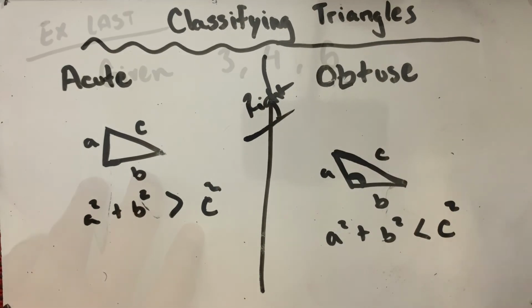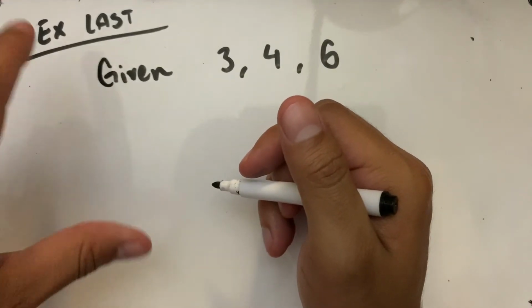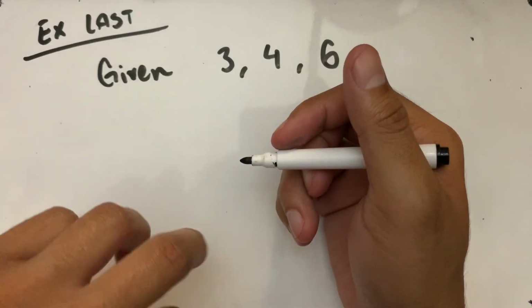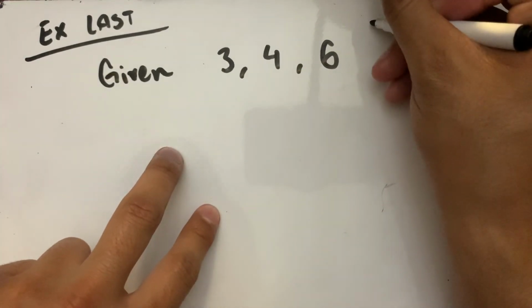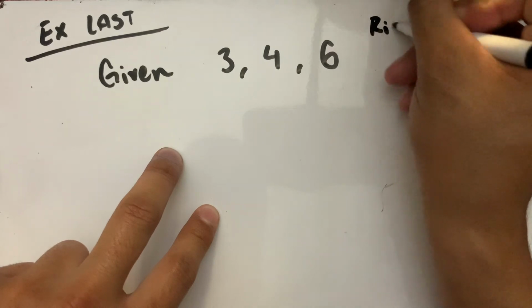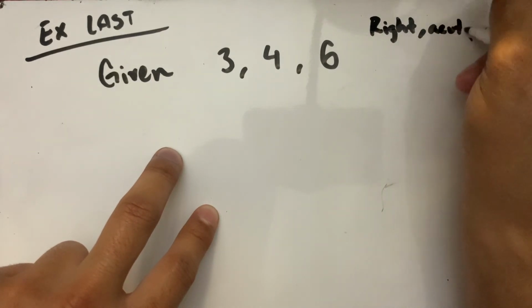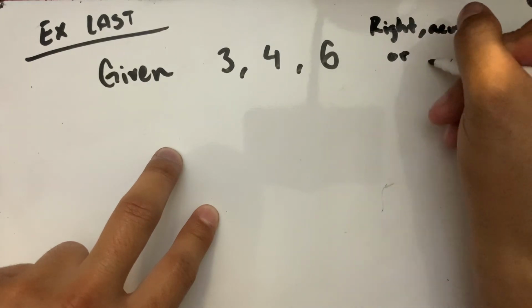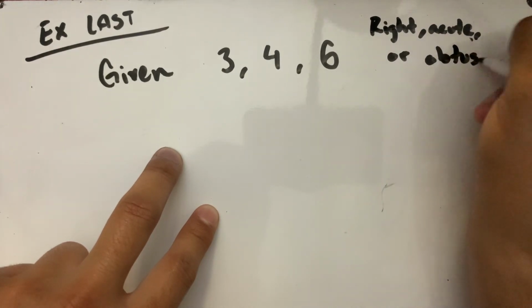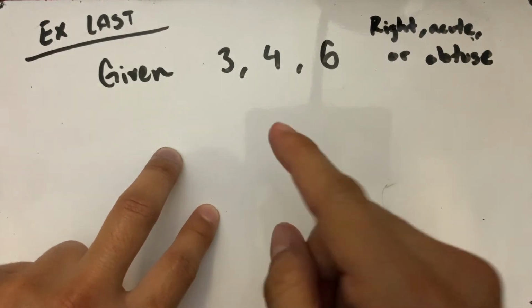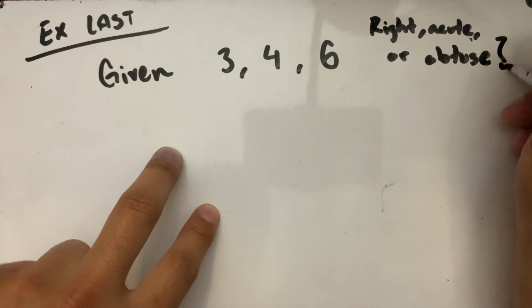All right, guys, check this out. This is the last example, and in this example, you're going to verify if it's right, acute, or obtuse. We don't really know what it is yet.